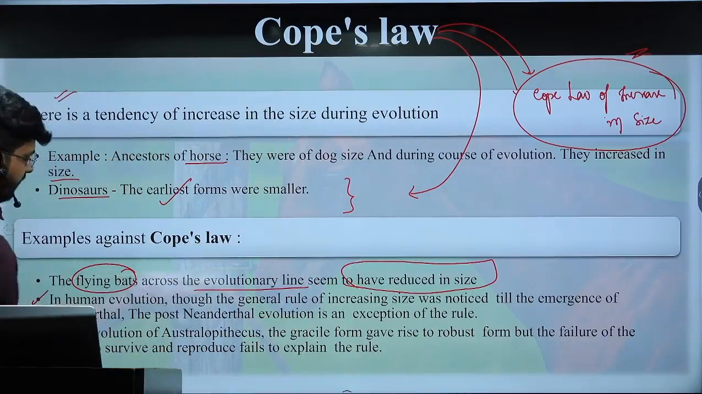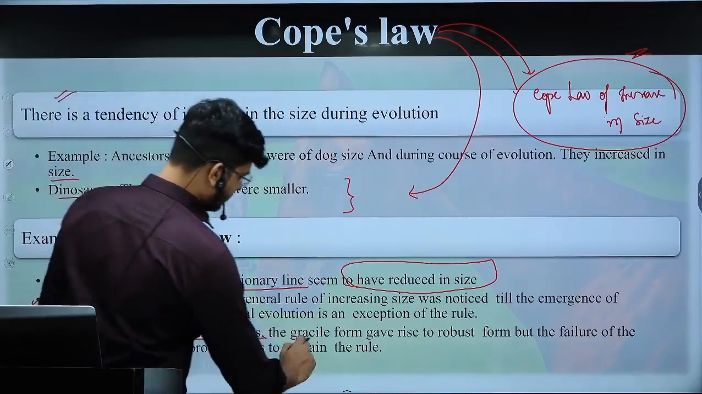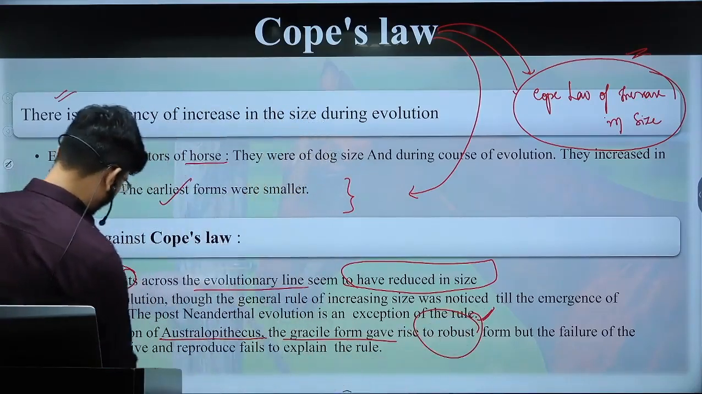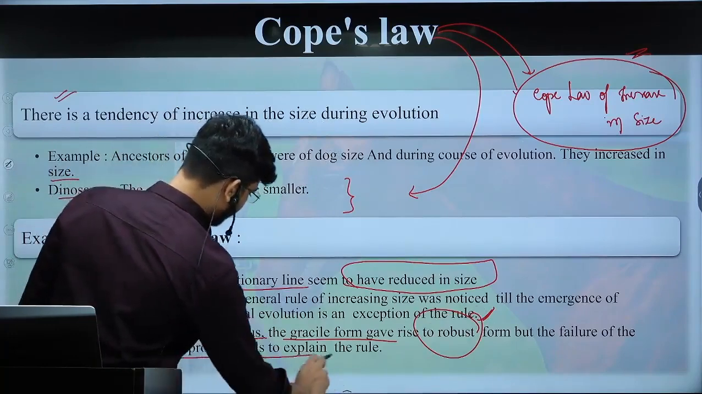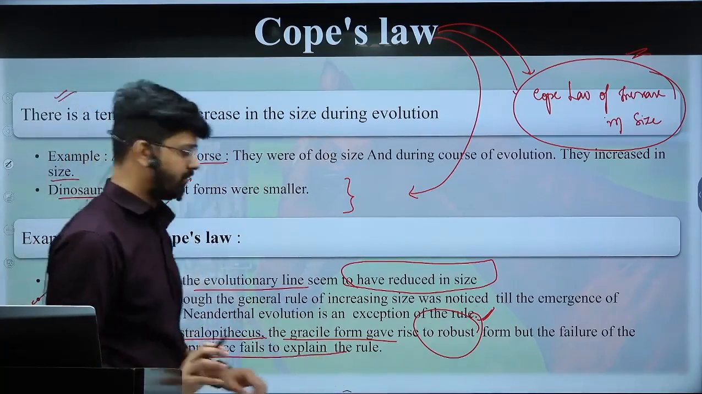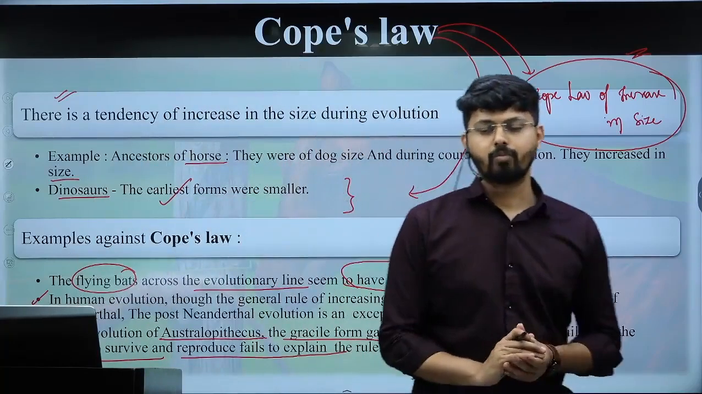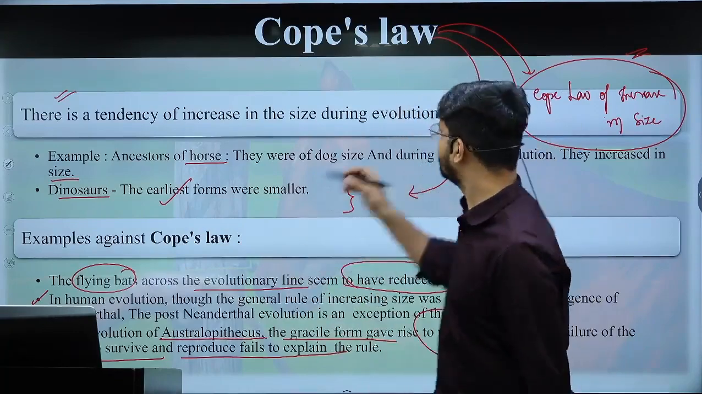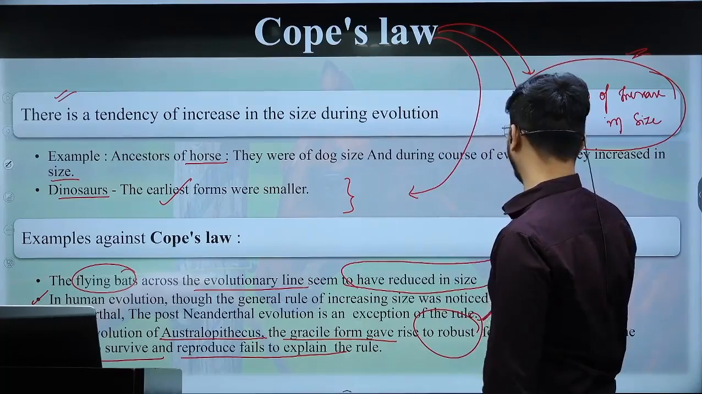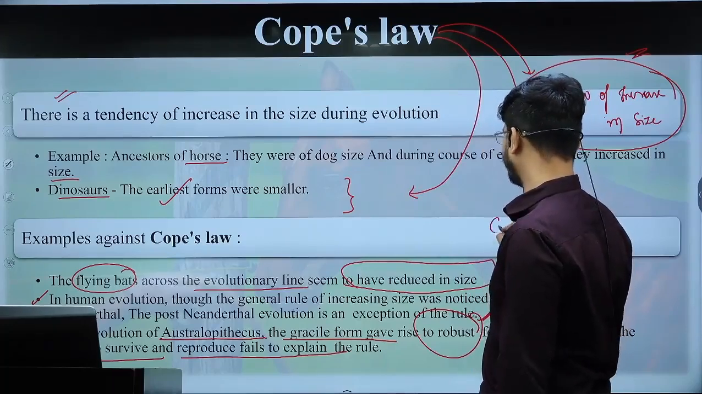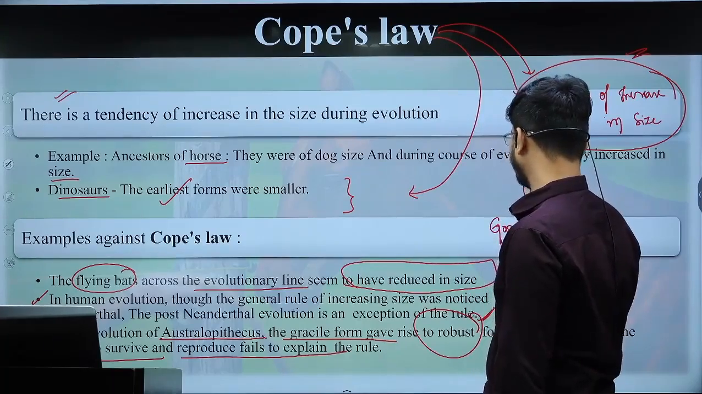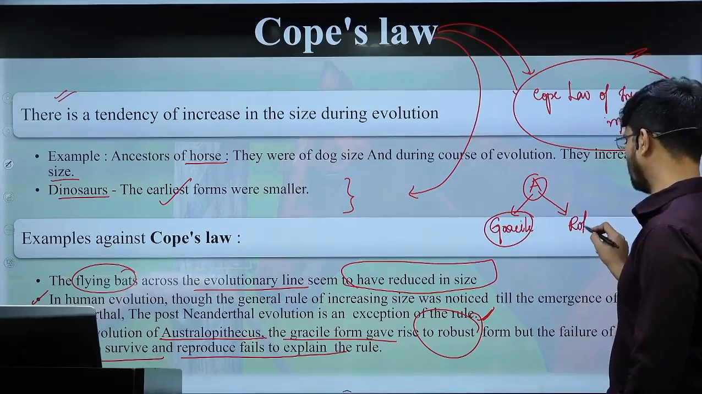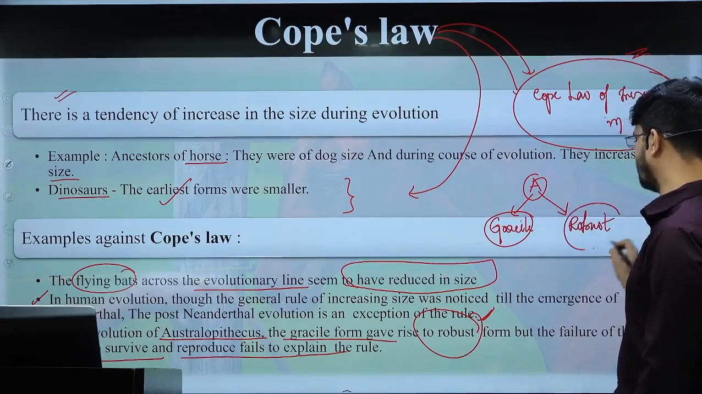Even in Australopithecus, the gracile form gave rise to the robust form, but the failure of the robust form to survive and reproduce fails to explain the rule. We'll be studying in 1.6 that in Australopithecus you have two forms. One is gracile, which is smaller in size and smooth, and the next is the robust form, which is heavily built.